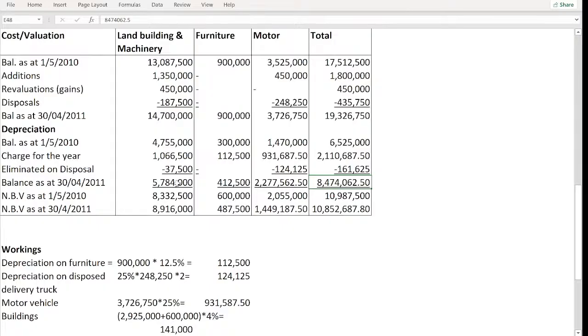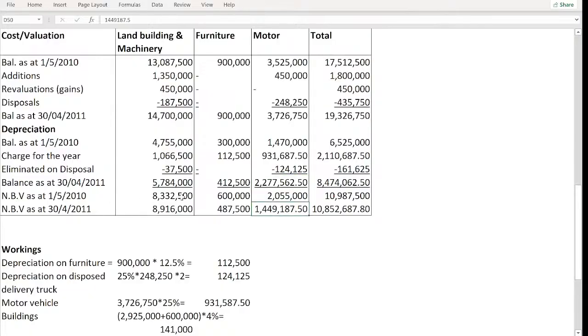What about now the net book value in the same year of the 30th April 2011? So we are going to get the balance as 30th April 2011. We subtract the depreciation of 5 million. So we get 8,916,000. We go to the furniture. So the 9 million, we subtract the 412,500, we get 487. The balance as at 30th April for motor vehicle, we subtract the 2 million, we get 1 million.